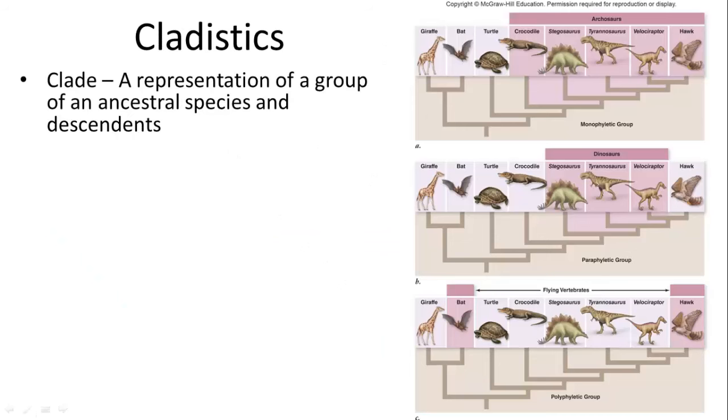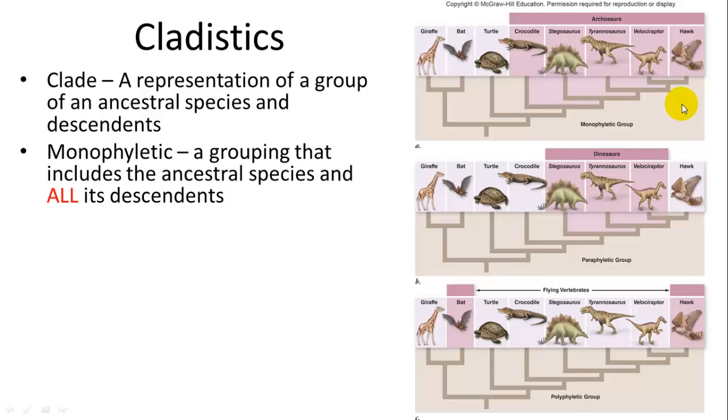All right, so then here is a clade, which is a representation of a group of an ancestral species and all its descendants. Okay, so we have an ancestral species here, all its descendants that we know of. And there are different types of groupings or clades. A monophyletic grouping includes an ancestral species and all its descendants. So in purple here, all of these, including back here to the ancestral species, this would be a monophyletic group.